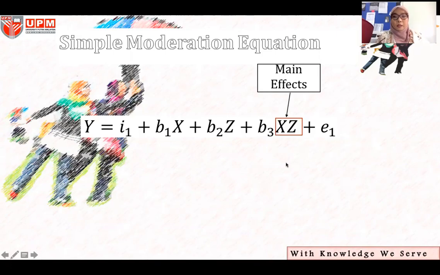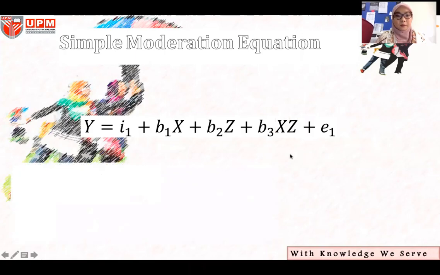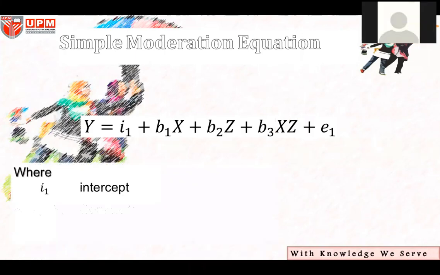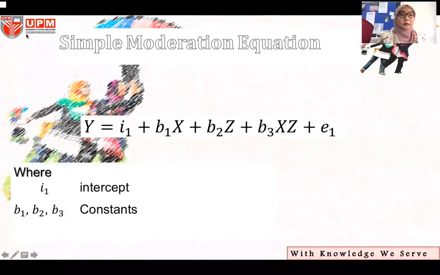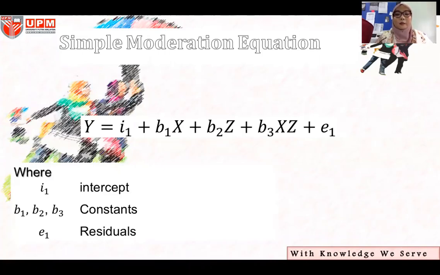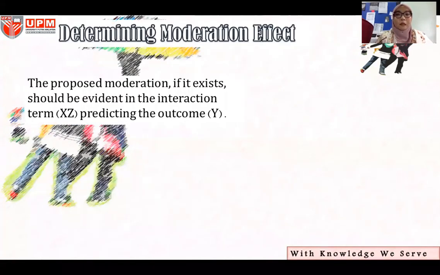Okay, so we continue. So this one done. Okay, so this is the model. What is the meaning of all these values? I equals the intercept, B1, B2, B3 referring to the constant values, E1 referring to the error or residuals in the model.